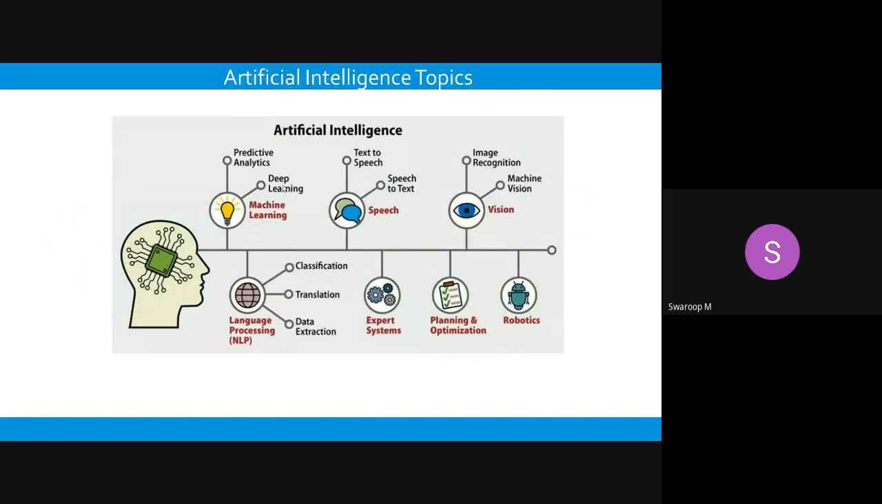Predictive analytics, deep learning, part of machine learning. Text-to-speech recognition or speech-to-text recognition. So Apple Siri, Amazon Alexa, Google Assistant. These are the products actually which are generated.